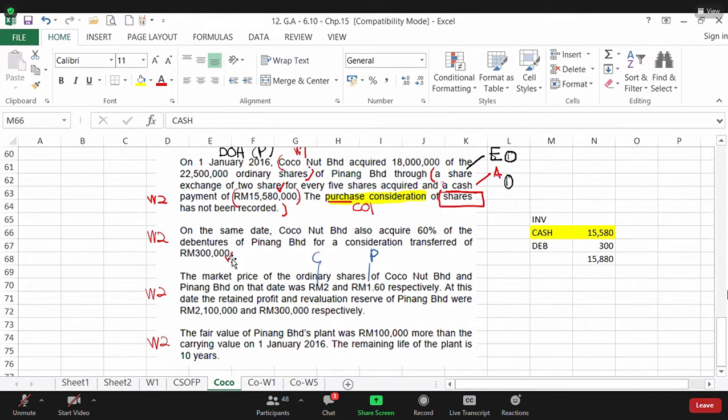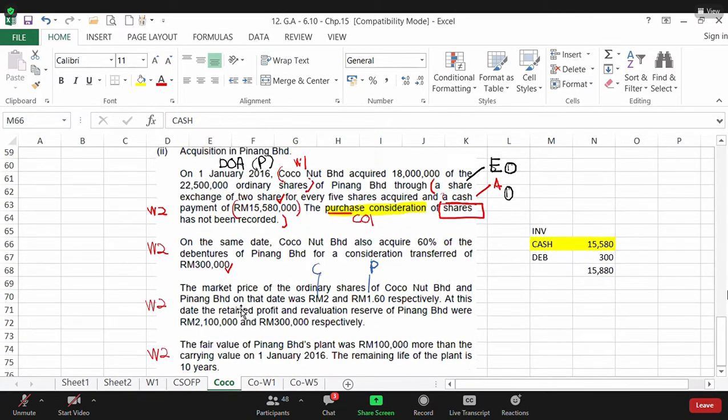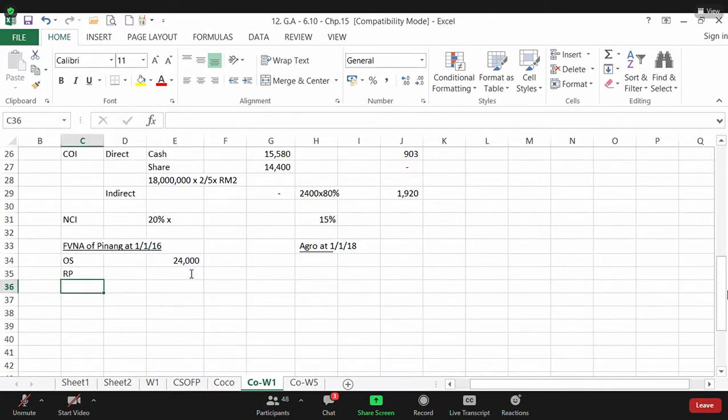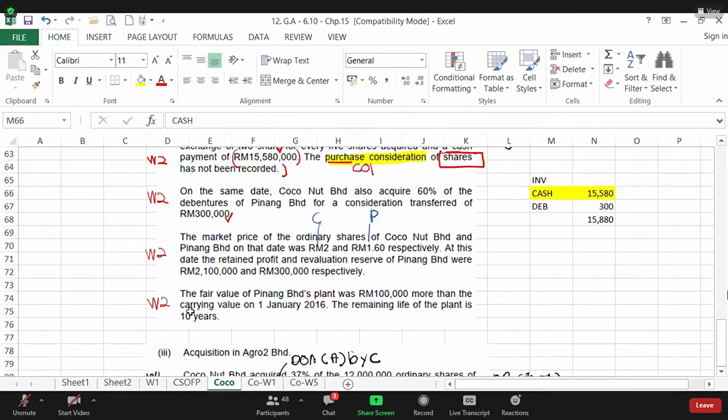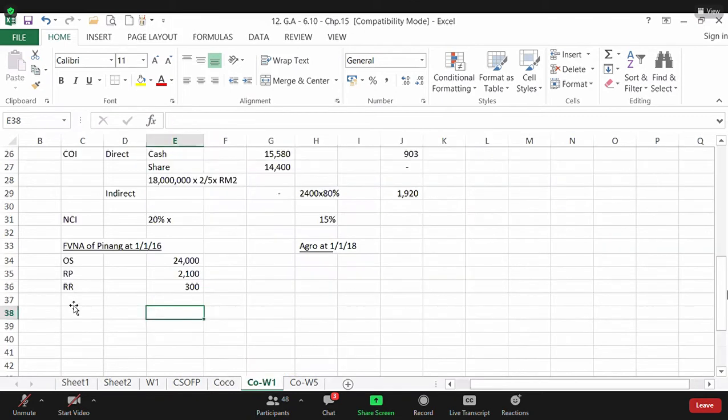Third paragraph in number 2 Roman, RP 2.1, and then RR is 300. He did not give you a fair value net asset total, but he gives you a list of reserves. So fair value plant 100 more than carrying amount. So this is a fair value adjustment for what asset? Plant.